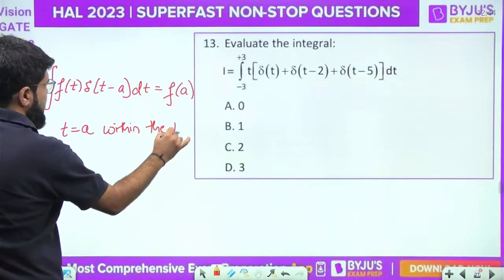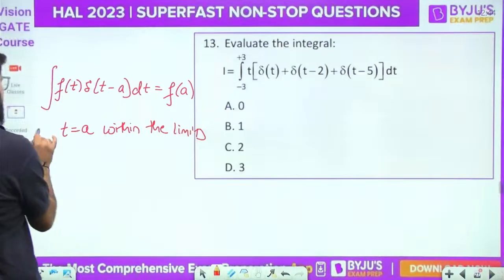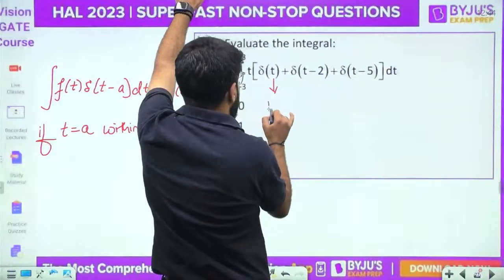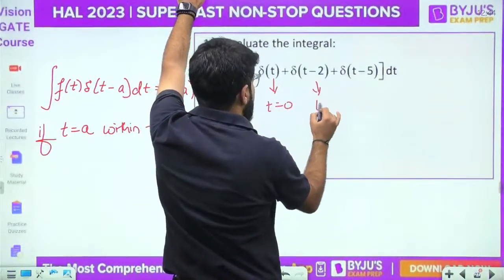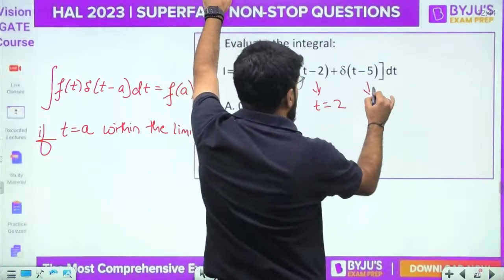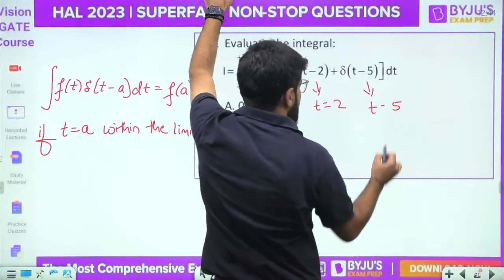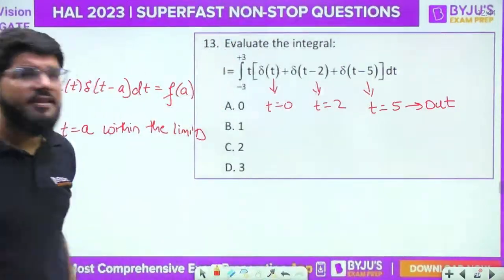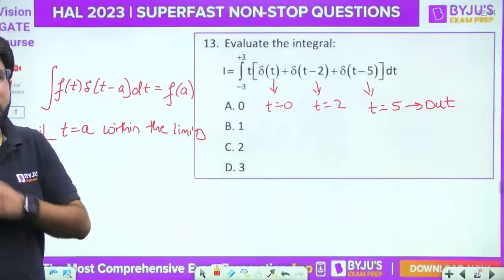If t equals a within the limits of integration, otherwise the answer is 0. Delta t is an impulse at t equal to 0. Delta t minus 2 is at t equal to 2. Delta t minus 5 is at t equal to 5. So this one is outside the limit, because the limit is minus 3 to 3.